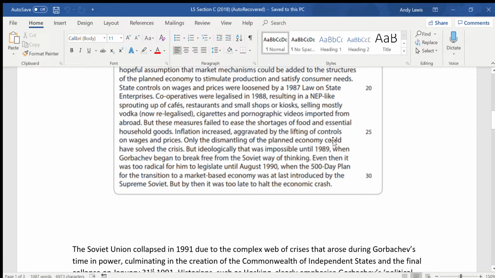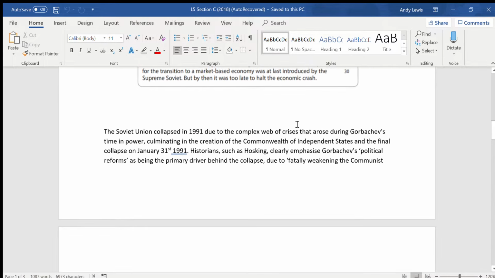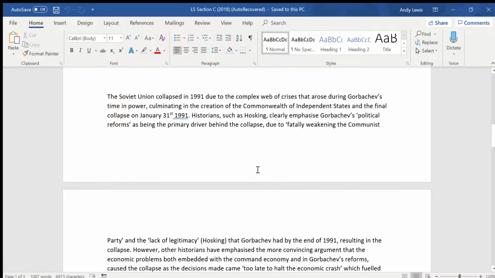Now what we're going to do now is read through a model response, and in doing so, show you why this answer gets a high level. We'll go through the introduction first, I'll talk you through why that's a high level, and then when we go through the other paragraphs, you can always pause it, have a look back through that paragraph, compare it to ones you've written, and see if they match up.